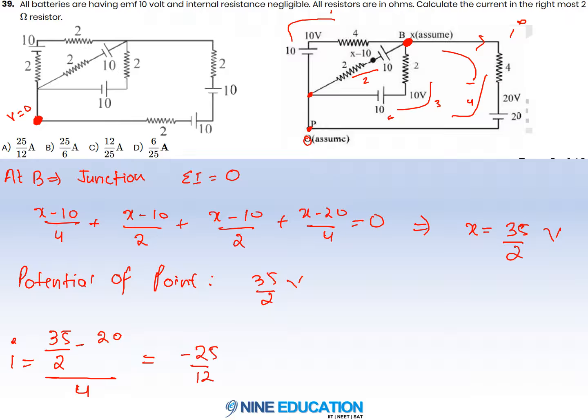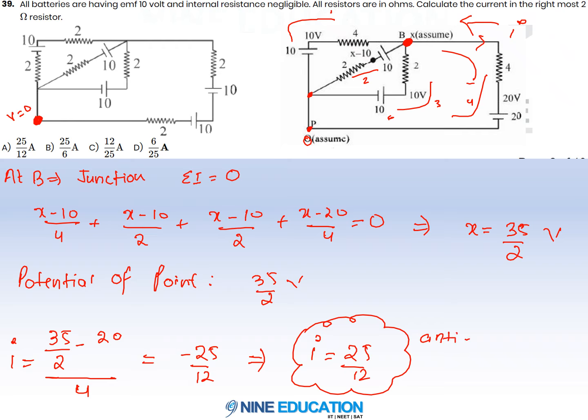It means whatever direction we have assumed is incorrect; the actual direction is opposite to it. So the magnitude of current becomes I equals 25 by 12, and in which direction? Anti-clockwise. So this option, 25 by 12, is the correct answer.